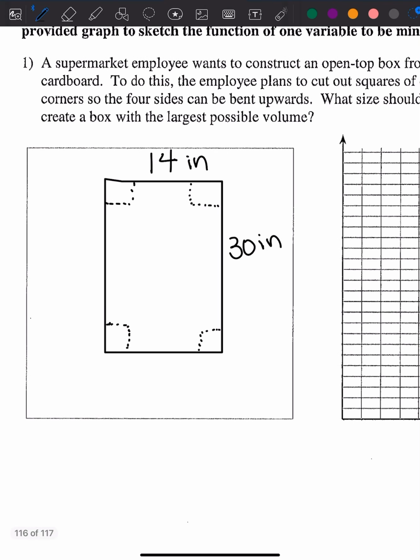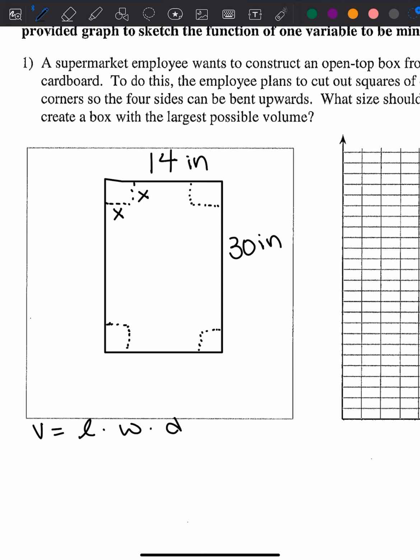So volume is length times width times height, or base times height times depth. So we need to kind of figure this out. What we know is that we need to take a certain amount out of the corner. So I'm going to label this amount that we take out of the corner as x. Because it is a square, the side of the square that we take out on both the length and the width is going to be the same. So if that's x, this is also x.